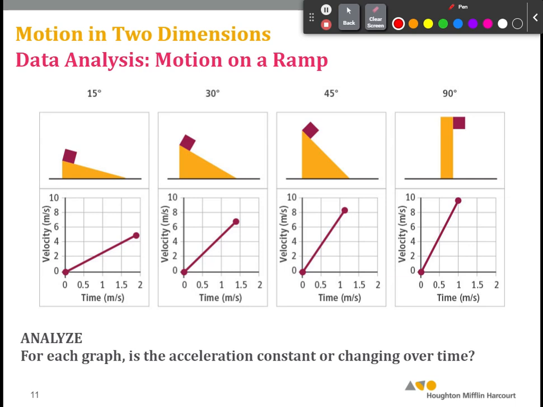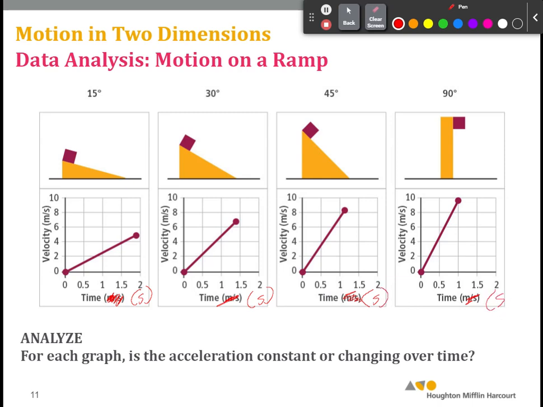So let's look at this. For each graph, is the acceleration constant or changing over time? Remember, when you look at a graph, it's very important to look at the axes, what's being graphed. Here we have velocity versus time. This is the wrong unit. Time should be measured in seconds. Sorry, I just noticed that. Time is in seconds, not in meters per second.